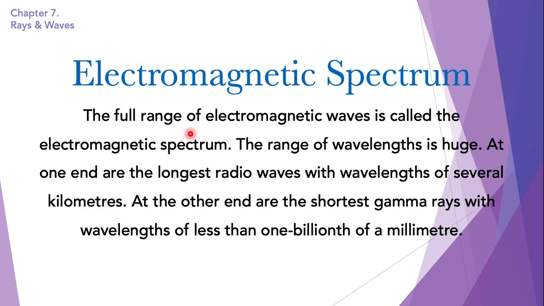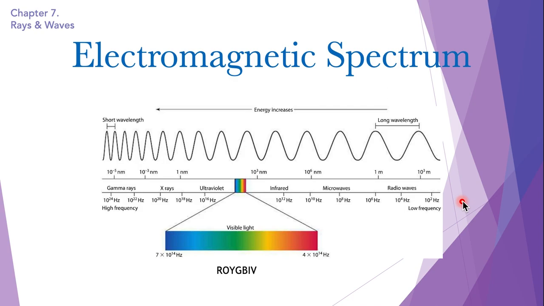The full range of electromagnetic waves is called the electromagnetic spectrum. The range of wavelengths is huge. At one end are the longest radio waves with wavelengths of several kilometers, and at the other end are the shortest gamma rays with wavelengths of less than 1/1000th of a millimeter. This is the electromagnetic spectrum. Gamma rays have a short wavelength and radio waves have a long wavelength.